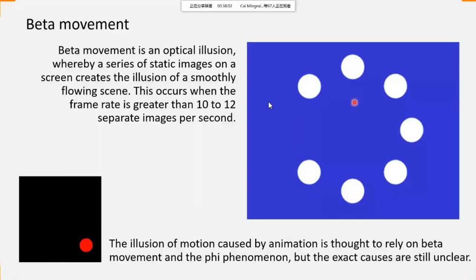So again, it's just a disk that is shown for a moment and then is not shown for a moment. But it's created in succession so that you have a succession of a movement. Here, this movement now seems to be clockwise. The other one was counterclockwise. And these two illusions are related to animation and how we use animation in visualizations. It is thought that this motion in animation relies on beta movement and the phi phenomenon. It's interesting that it's still not completely clear what's really going on in our minds, in our visual system.